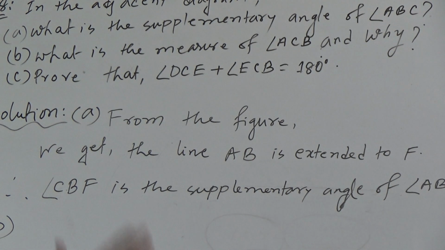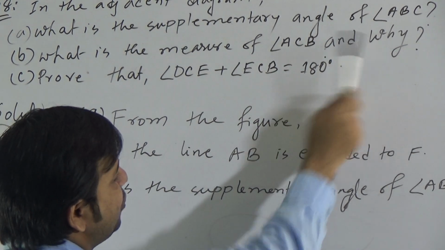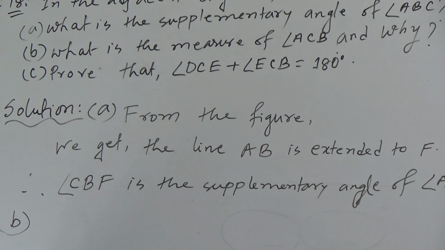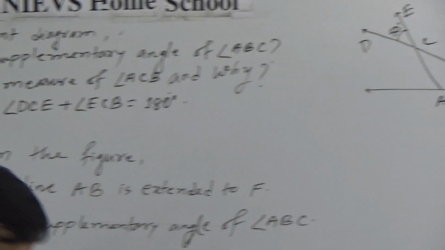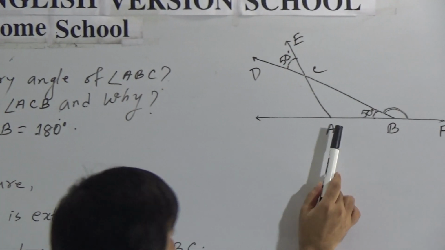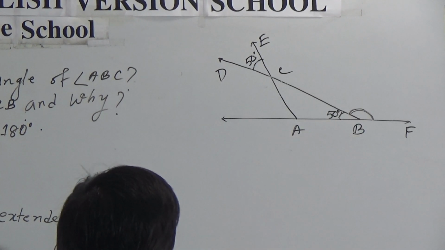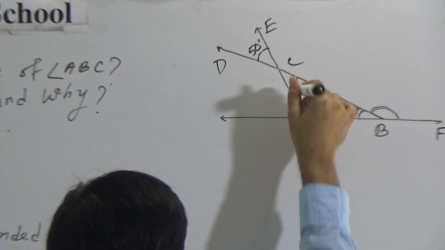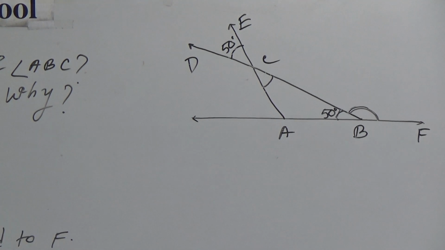It means that we have to write the measure of angle ACB, and we have to write the reason why the measure of ACB is that. So at first I have to see the figure. Here angle ACB means this angle. We have to write the measure of this angle, and we have to say the reason. At first I will write the reason.